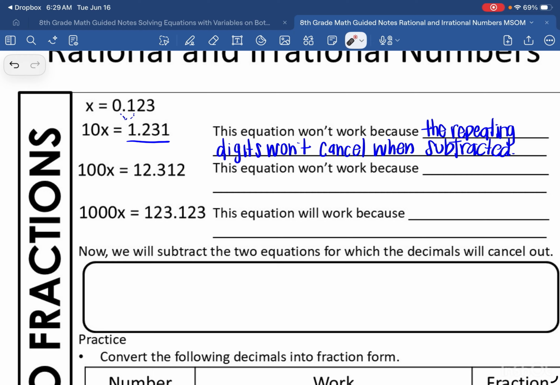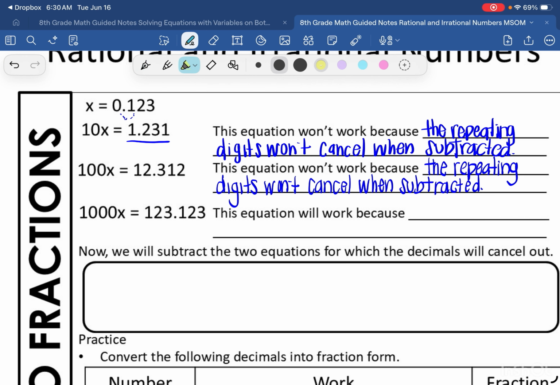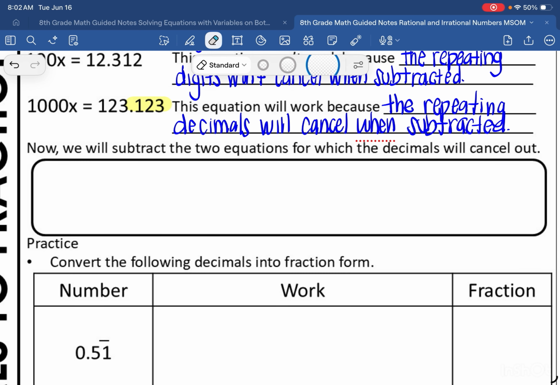If I do 100x, so I multiply this by 10, I move the decimal over one spot, I get 12.312, and that's my 100x. Could I use those two equations? I could not, because these will not cancel out when I subtract because they're not the same. So if I multiply by 10 one more time, move the decimal over one more time, I get this equation. This equation and this equation will work because the repeating decimals to the right will cancel because they are the same. Now we will subtract the two equations for which the decimals will cancel out.